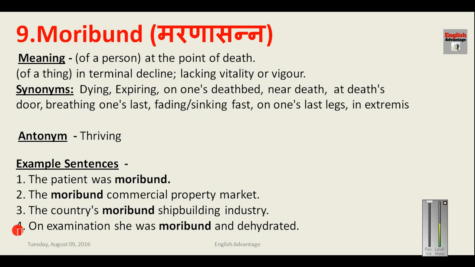If you say moribund of a person, it means the person is at the point of death. He is going to be dead. Okay. In terminal decline, if you use this word with reference to things, it means in terminal decline. Okay. Lacking vitality or vigor. So this is with reference to things, and this is with reference to the person.